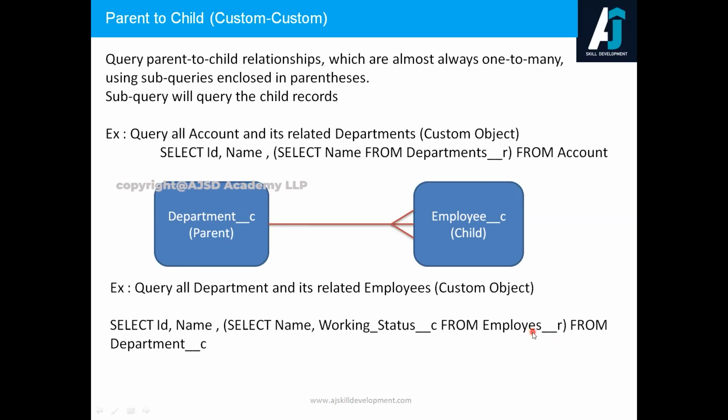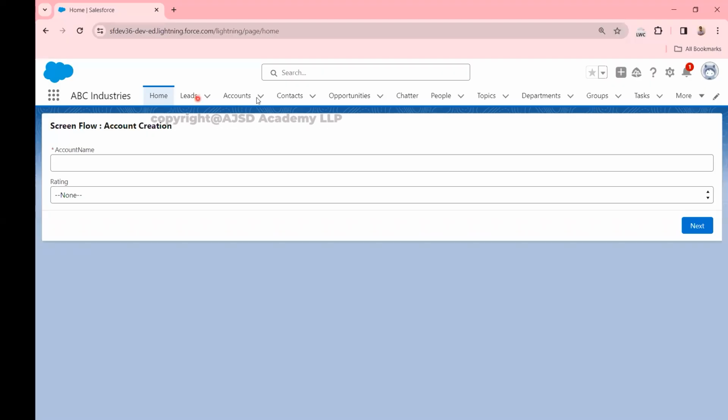I'm using employee with a single e purposely, to explain the importance of the child relationship name. So the takeaway point from this presentation is that the parent object will end with underscore underscore c. The child object will end with underscore underscore r because the child object is referred to in the relationship SOQL. So let's quickly jump to the org and see the objects first.